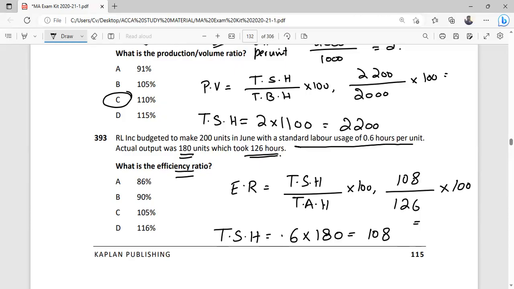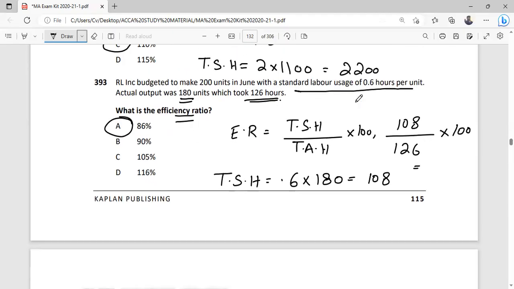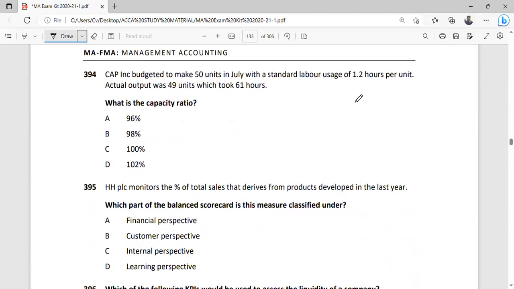So we can calculate what? Efficiency ratio, which is 86%. Any question? Okay. Then we have capacity ratio.